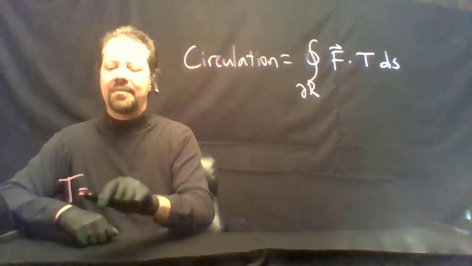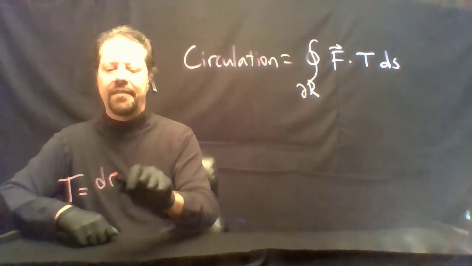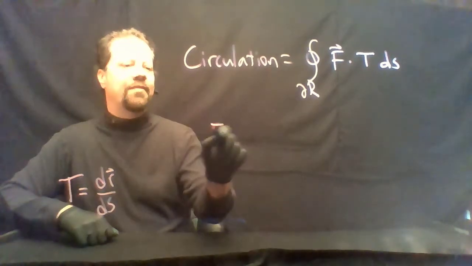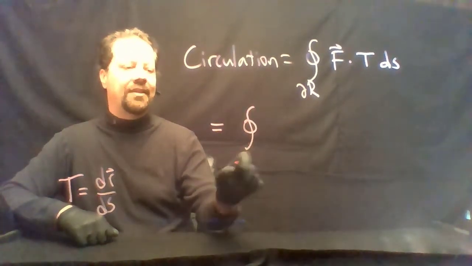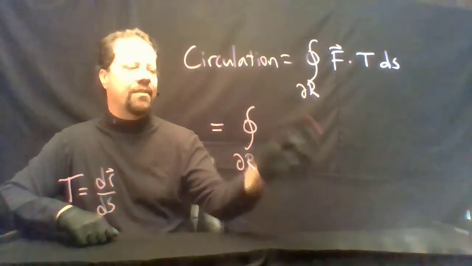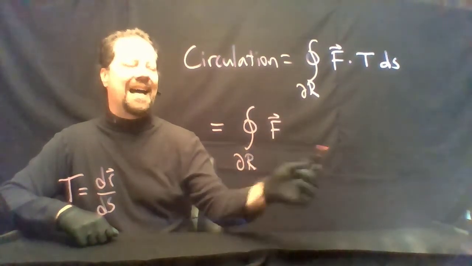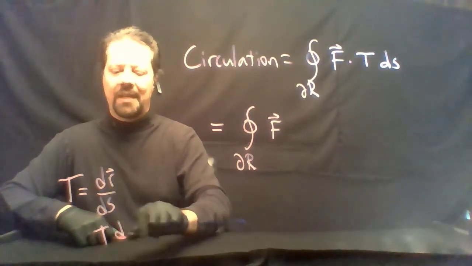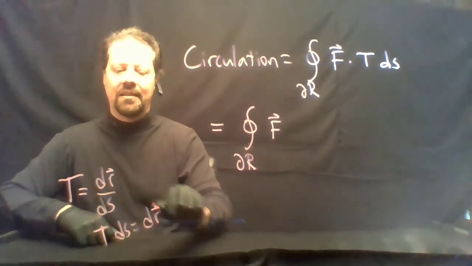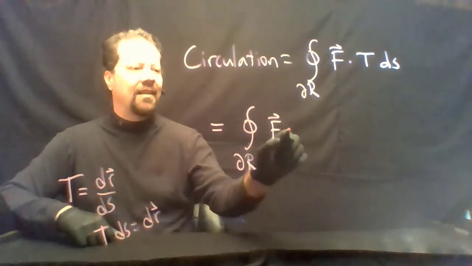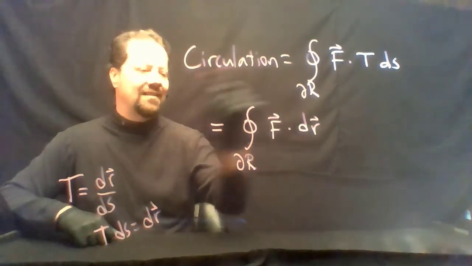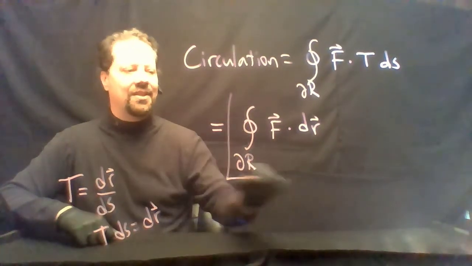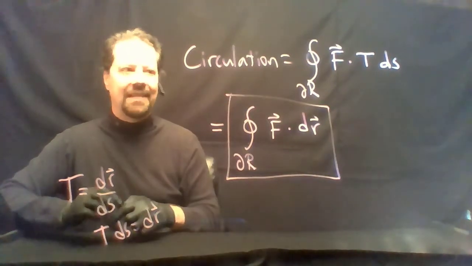Remember that t is the derivative of the position vector with respect to arc length. It follows then that the circulation can be calculated as the integral around the boundary of the region of f dot, if I take t and multiply by ds, I just get dr. I'll have f dot dr. Those are the old work integrals. So circulation and work are certainly related in this way.